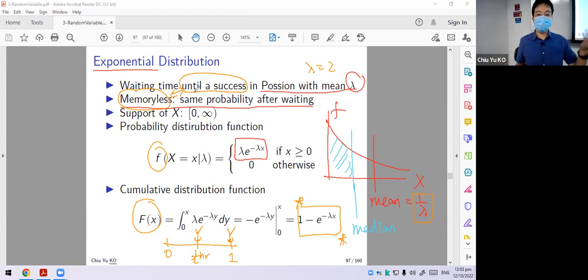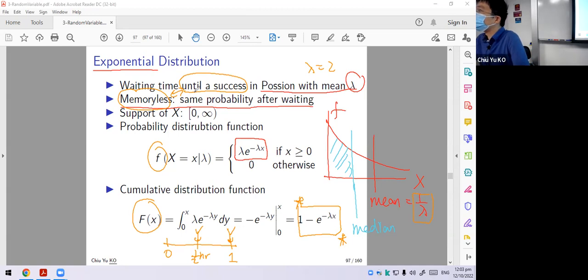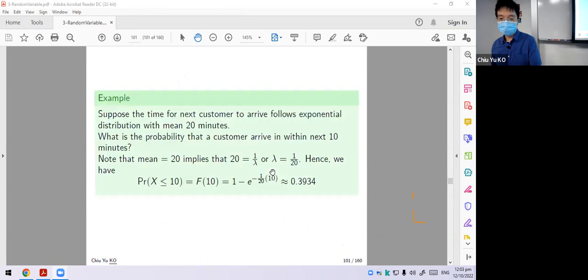It doesn't matter how many arrivals have happened before. When you start from now, it's now. You just forget the past, basically. Memory means past. The history has no meaning. You're very forgetful when you talk about exponential. I hope this is clear, what we have so far, exponential.